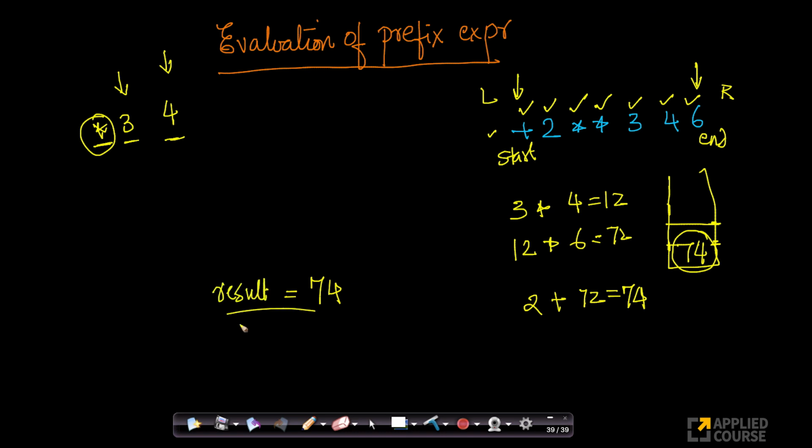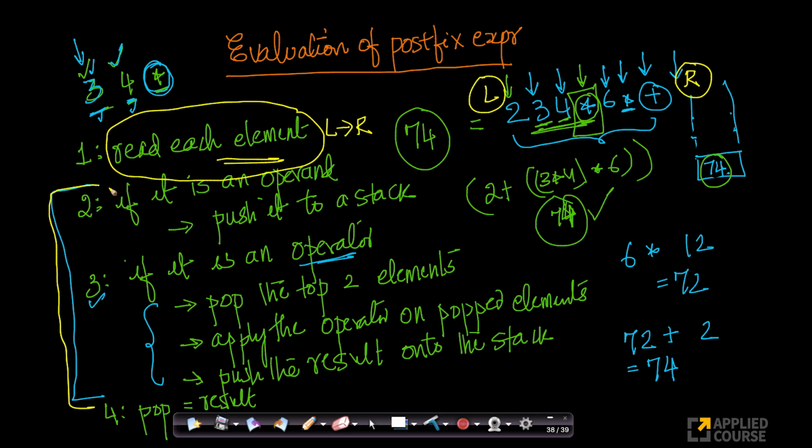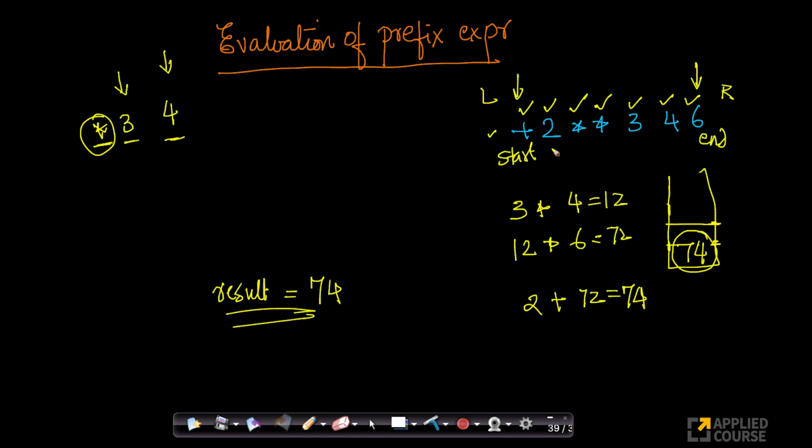The logic that we applied here is exactly the same as what we discussed in steps 2, 3 and 4, except that the only difference is in step 1. For postfix expressions, we read elements from left to right, in this direction. In prefix, we are reading in the reverse direction, except that nothing else changes. Very simple, nothing very fancy here.